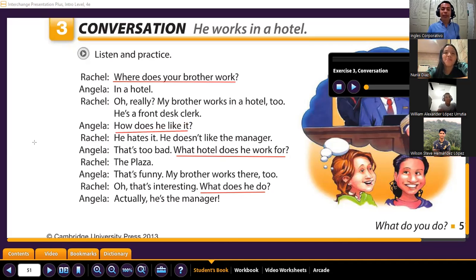Yes. Okay, good. So, where does your brother work? How does he like it? What hotel does he work for? And what does he do? Are information questions. Notice the information questions have a WH word. Vamos a encerrarla aquí. WH word. Where? Auxiliary. Does. Subject, your brother, and verb, work.